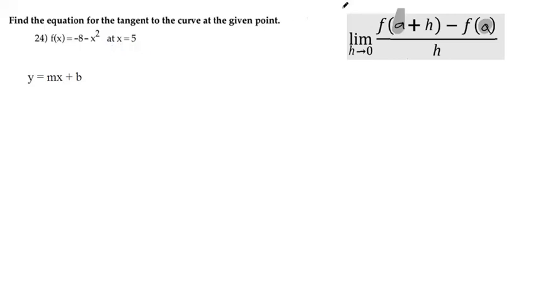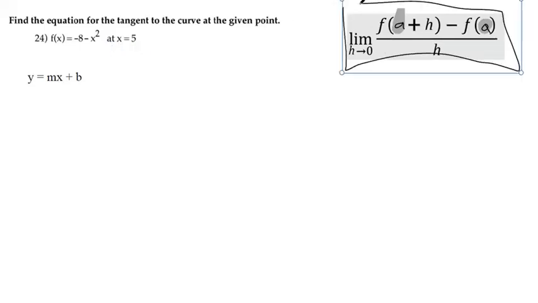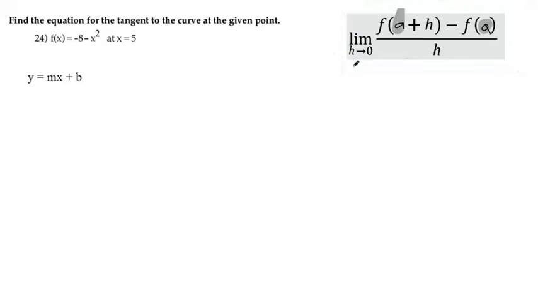To do that, we can use this formula, the limit definition of the derivative. This will find us a slope at an instant, where a is 5. A is that location where you're trying to find that slope. So we want to evaluate this limit as h approaches 0.